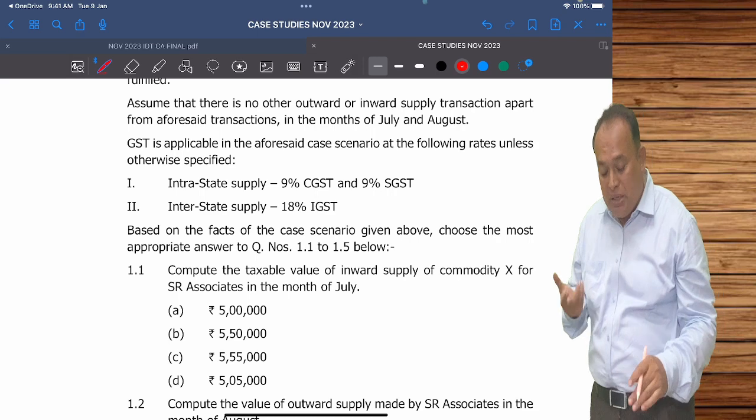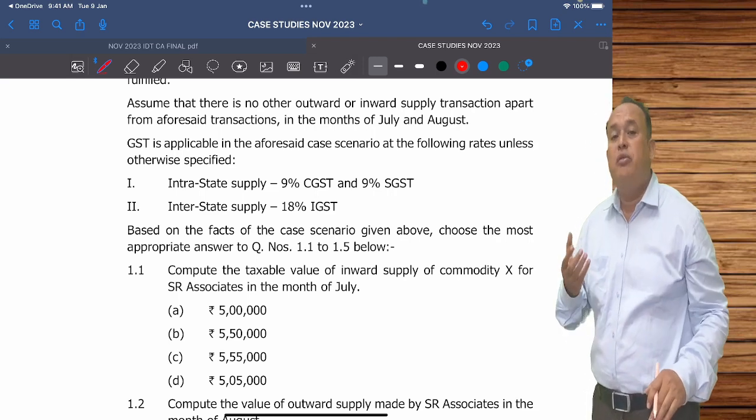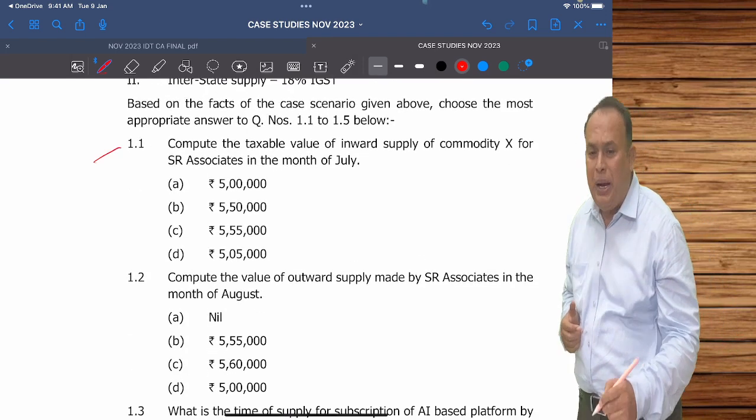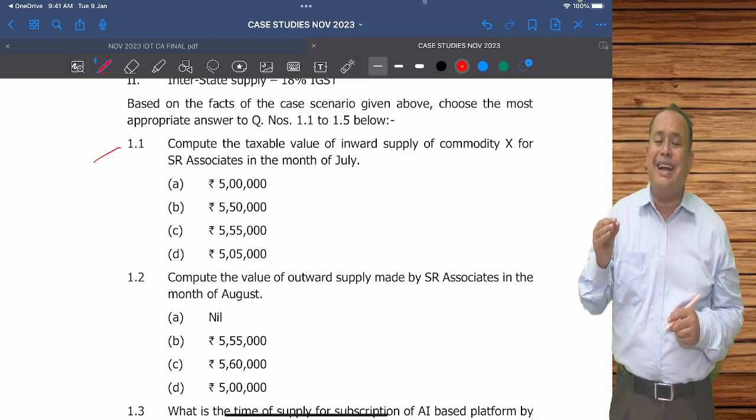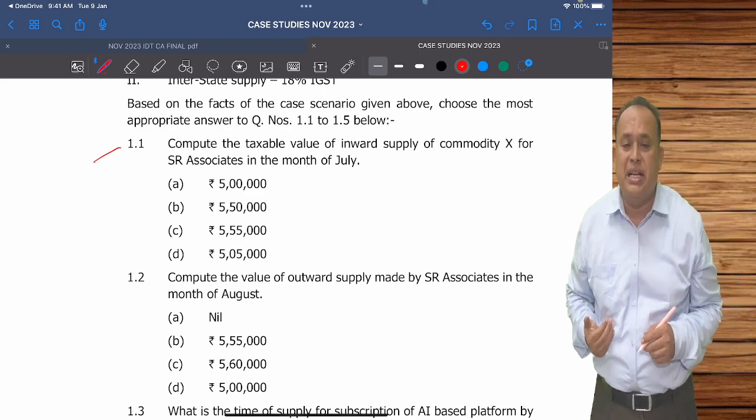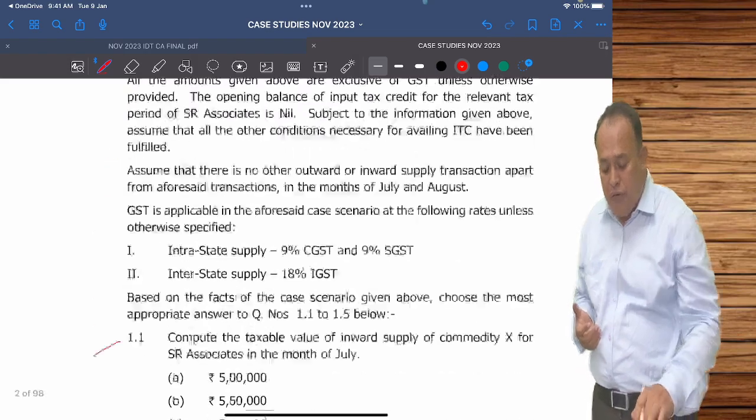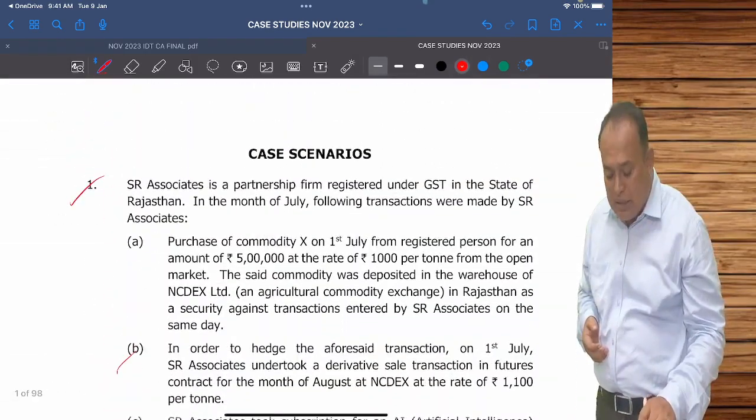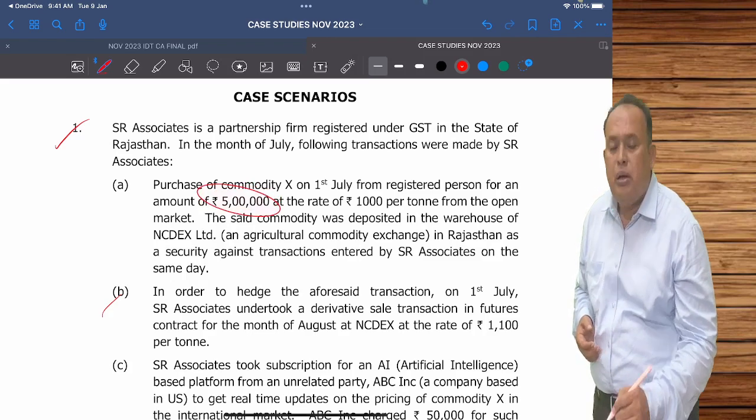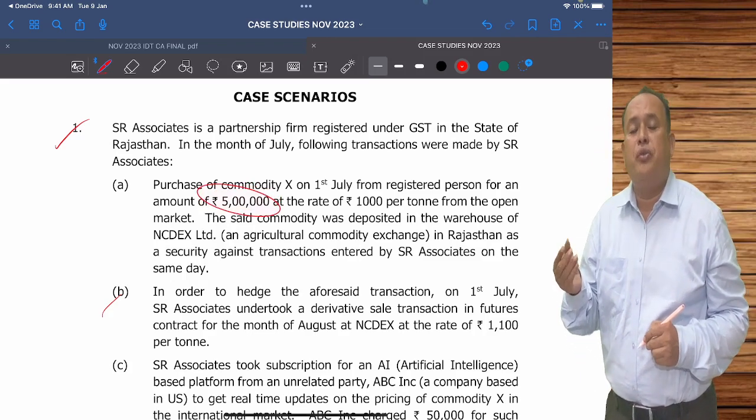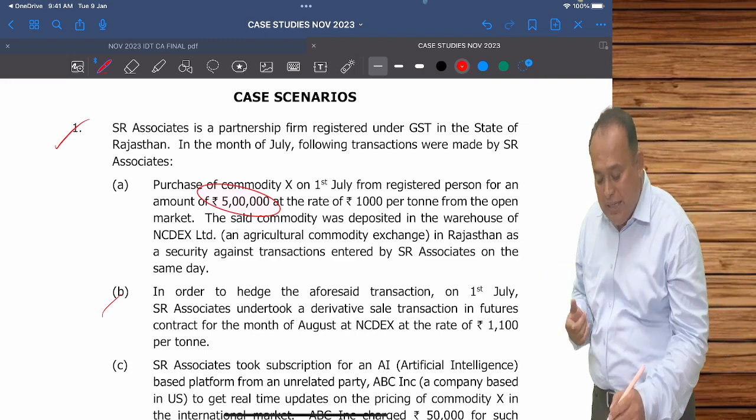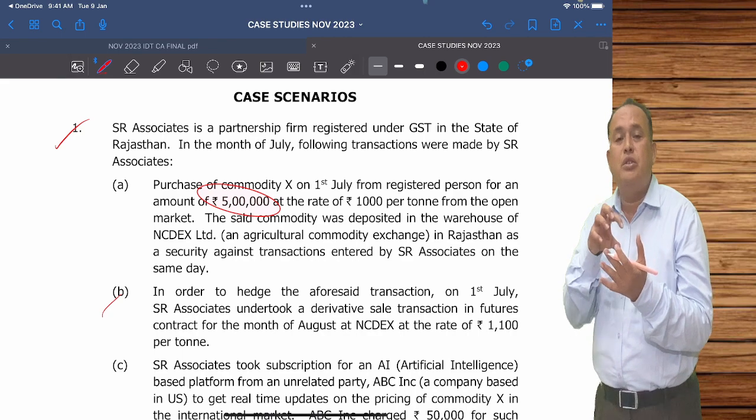But they have purchased commodities here, which is a physical commodity. Now, first point, what they're asking, question number 1: compute the taxable value of inward supply of commodity X for SR Associates in the month of July. If you refer, in the month of July, they purchased the commodity at rupees 5 lakh. Rate per ton it is 500. 500 multiplied by 1000, 5 lakh rupees they purchased. So the 5 lakh here forms part of the value of taxable supply.